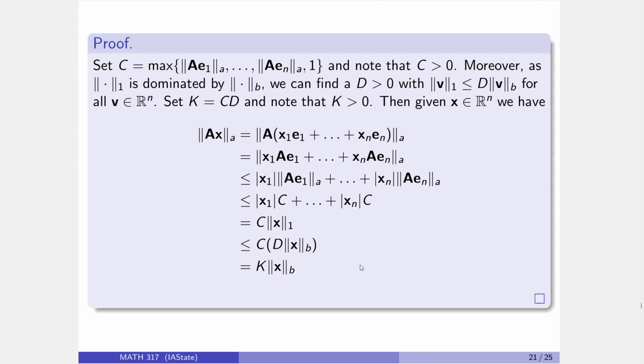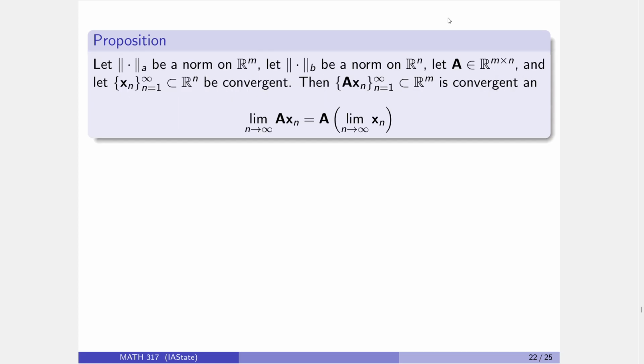Now if we look at the A norm, well, we know that x breaks up like that. We multiply A across. We apply the triangle inequality. Each one of these terms is less than C, and oh, look at that, we get the 1 norm, which we know is dominated by B, and then we arrive at the following.